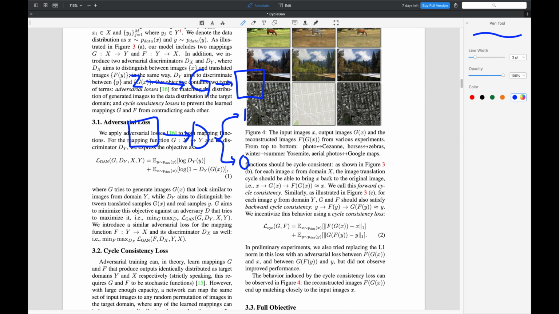G's goal is to generate an output so that D incorrectly classifies it as a real image, and D's goal is to discriminate well between real and fake. Since G and D have opposing objectives, when we train these two simultaneously with this GAN loss function, it's a minimax game where you want to minimize this term for the generator G and maximize it for the discriminator D.